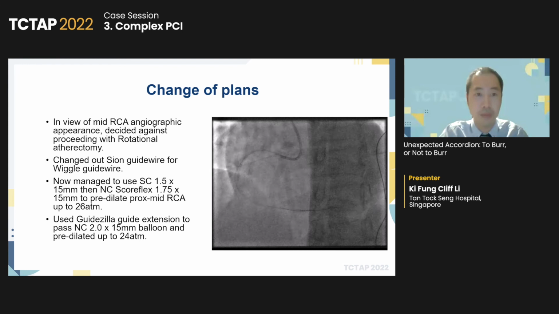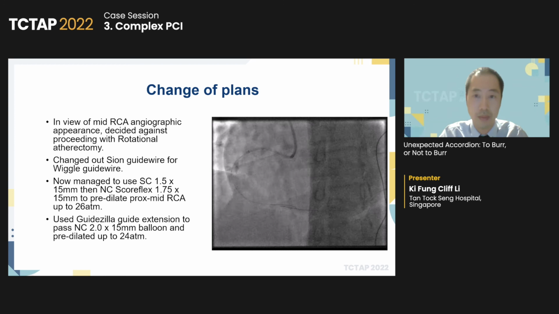So we decided to stop and not proceed with rotational atherectomy given this appearance, and we exchanged it out with a Wiggle guide wire. We were fairly certain that this is not a spiral dissection and more likely an accordion phenomenon, and hence we used a semi-compliant 1.5, then an NC Scoreflex 1.75 balloon to pre-dilate the proximal and mid-RCA. Then, using a guide extension, we used the NC 2.0 balloon to dilate it up further.